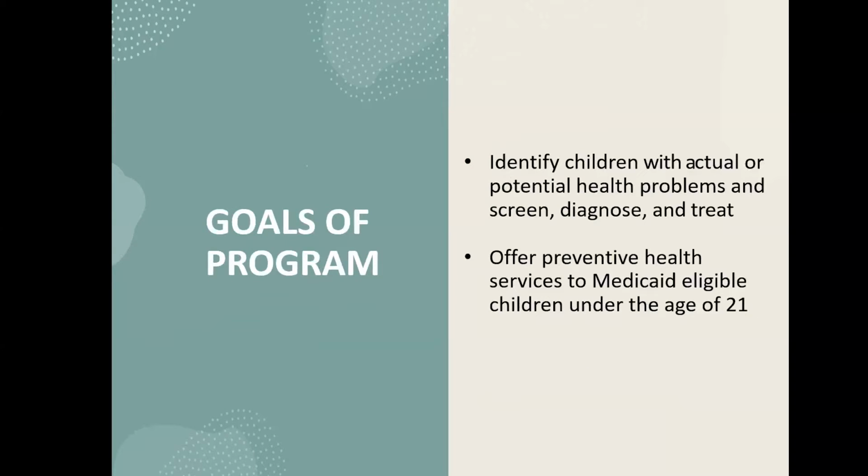The goals of the EPSDT program are multifaceted and underscore the commitment of ensuring that children receive a full spectrum of healthcare services tailored to address their developmental, physical, and mental health needs. The purpose of the EPSDT program is to identify children with actual or potential health problems and to screen, diagnose, and treat the problems before they become permanent lifelong disabilities. The program also offers preventative health services to Medicaid-eligible children under 21 years of age.